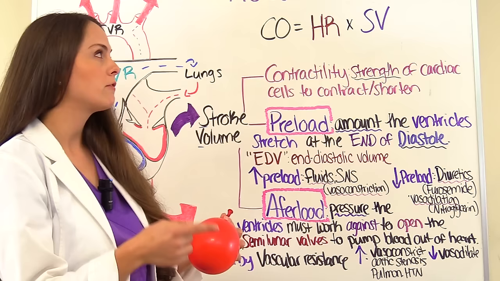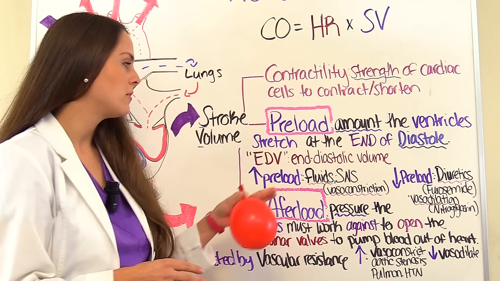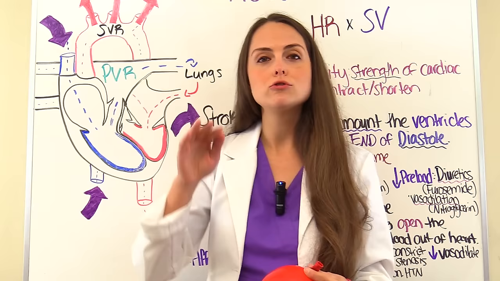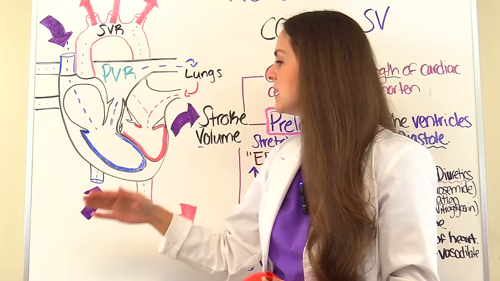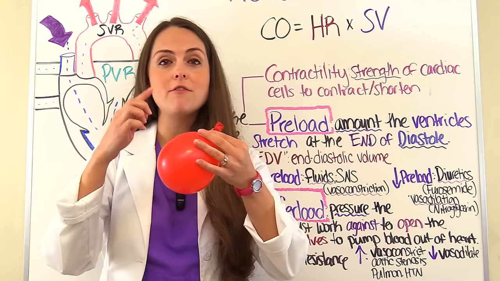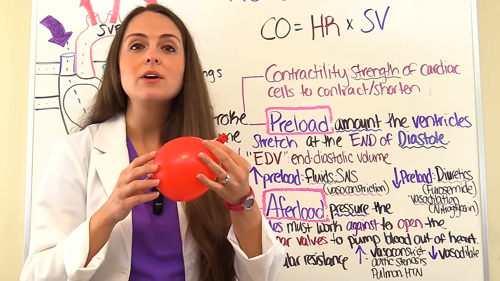One way we can increase preload is through the administration of IV fluids. How that's given is that you stick a patient's vein with a needle, you leave a cannula inside of it, and it will drip fluids into the venous system. What that's going to do is increase the venous blood return to the heart. So if we're increasing blood volume returning to the heart, the amount of volume filling these ventricles at the end of diastole is going to be high. So we're going to have an increased preload.